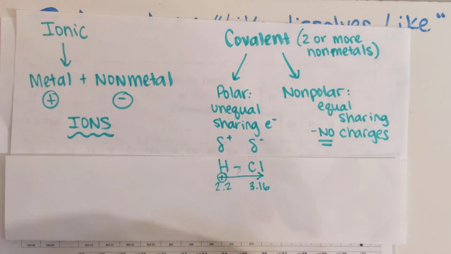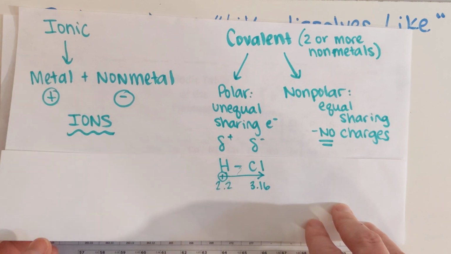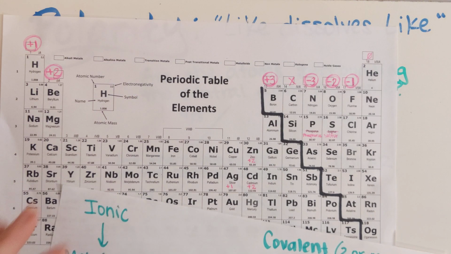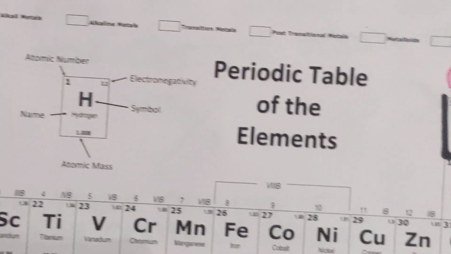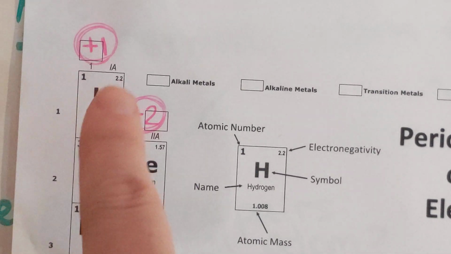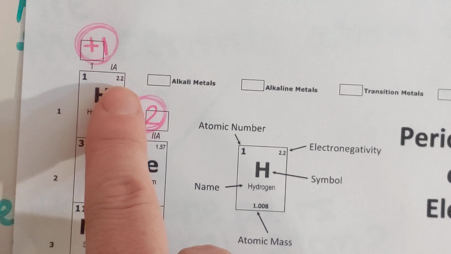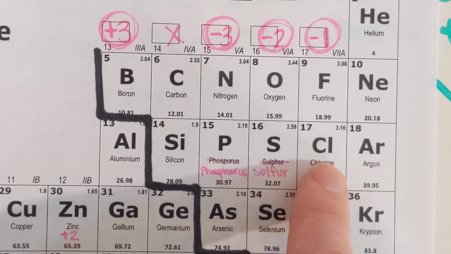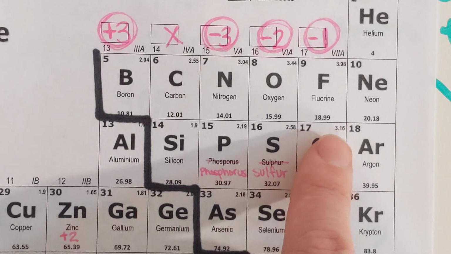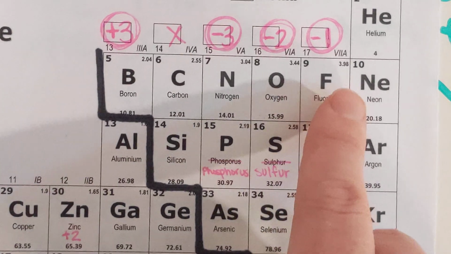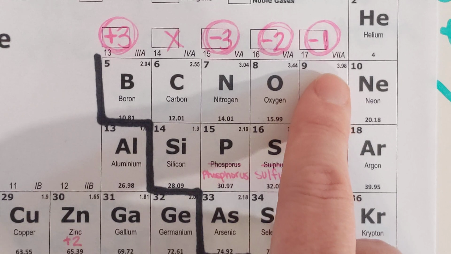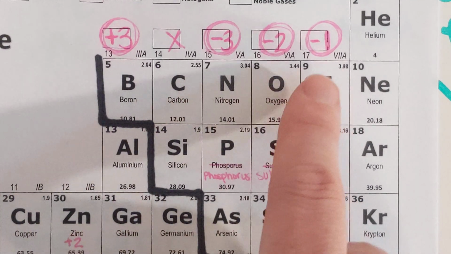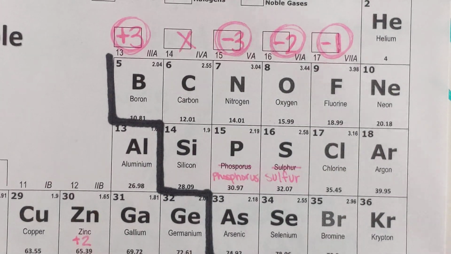Now, what I did is I looked up the electronegativities on the periodic table. So I looked up hydrogen, and it's actually just directly on the periodic table. Right here. So hydrogen's electronegativity is 2.2, and I looked up chlorine. Chlorine's electronegativity is 3.16. Okay. Now, if you notice the trend, fluorine actually has the highest out of everything, and it gets lower as we move away from fluorine. Okay.